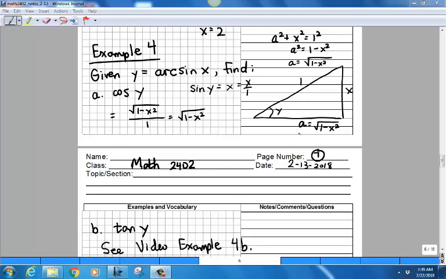And that allows us to solve for the adjacent side of y. So I'm going to call that a in this picture, and then I'm going to use the Pythagorean theorem to solve for a, right? So we know that a squared plus x squared, the sum of the squares of the two legs of the right triangle, is equal to the hypotenuse squared, so that's 1 squared. And now we're just going to solve that equation for a. So we come up with a is equal to the square root of 1 minus x squared.